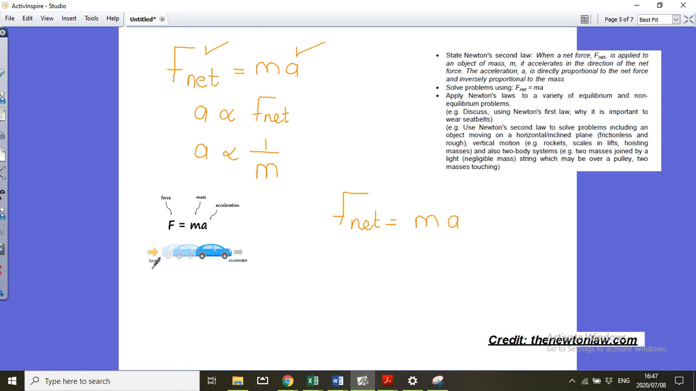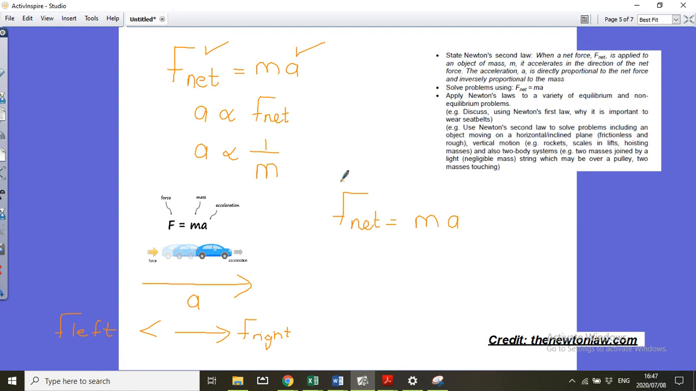And for these questions, if you decided that this car is accelerating to the right, and most of the time the question will tell you that, that means that the forces to the right are going to be bigger than the forces to the left. So all the forces to the right must be bigger than all the forces to the left. And if you really simplify this, you can say that the forces to the right are winning forces and the forces to the left are losing forces.